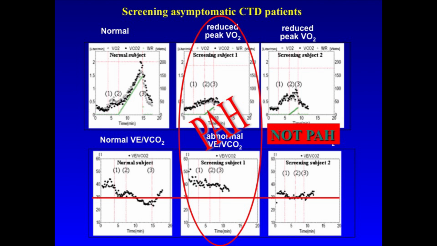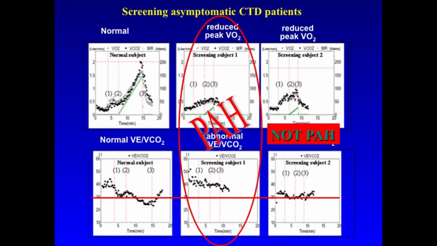So we want to get a target population that we think has a higher risk of developing pulmonary vascular disease so that we can at least plot the natural history and see what they were like before they developed overt pulmonary hypertension. So in this case, I'm showing you 3 different versions of gas exchange measurements: the normal patient, the reduced peak VO2 patient, and another reduced peak VO2 patient.